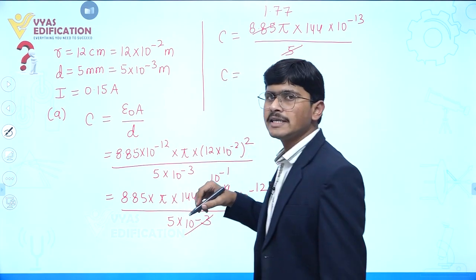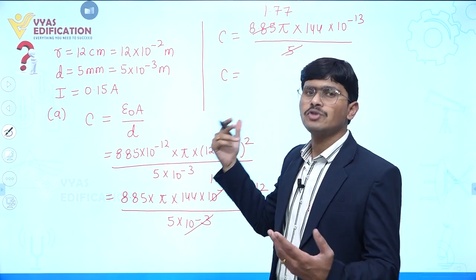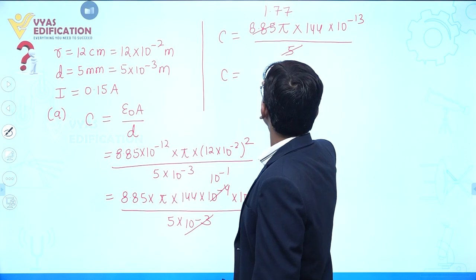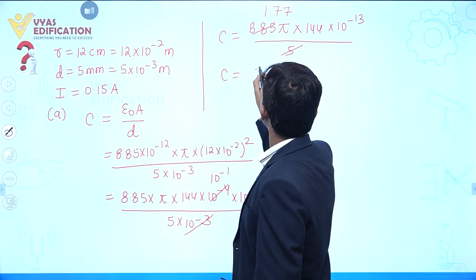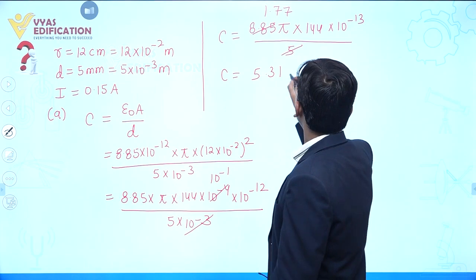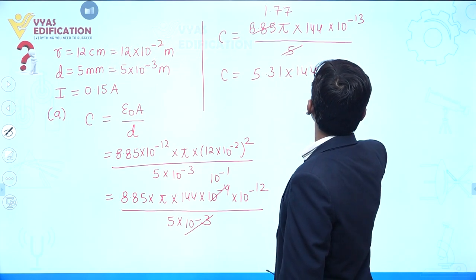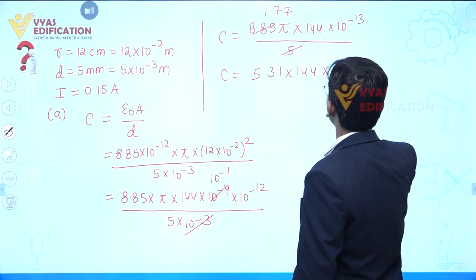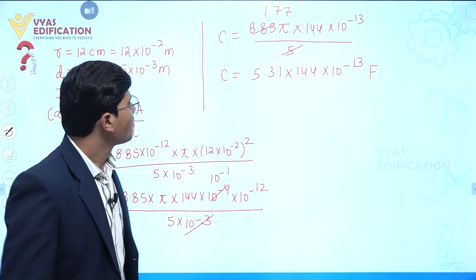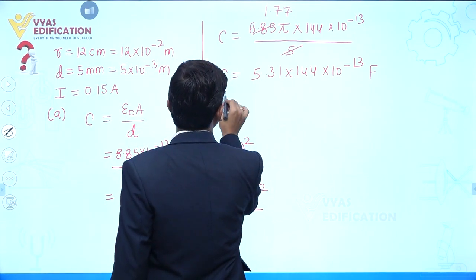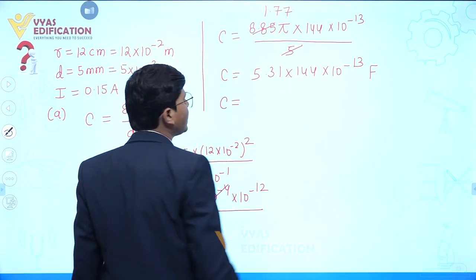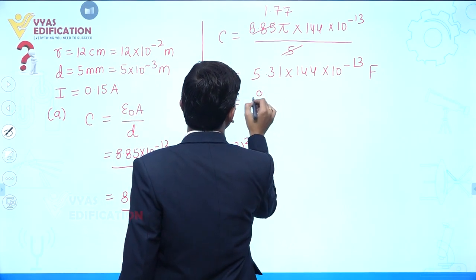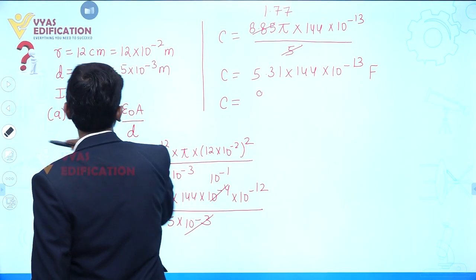Let's suppose we assume pi is near about 3. Clear? So 1.77 multiply 3 is 5.31. Clear? 5.31 multiply 144 into 10 to the power minus 13, and this value we have in farad. Clear? Now if you multiply 5.31 with 144, near about, if we take this as 5.5, so 5.5 means we can say this is 11 divided by 2, near about.